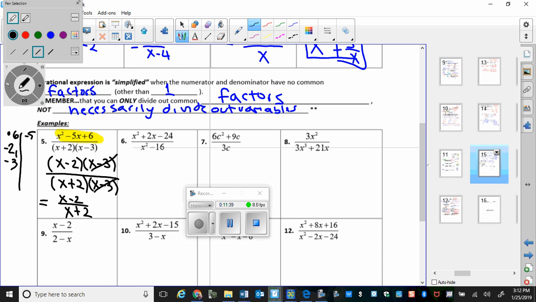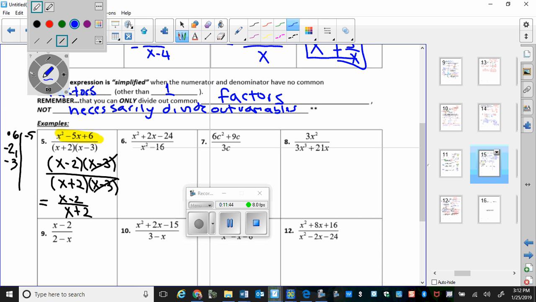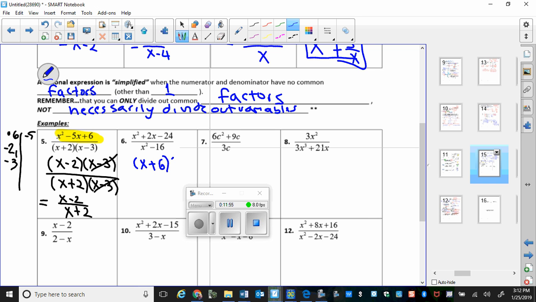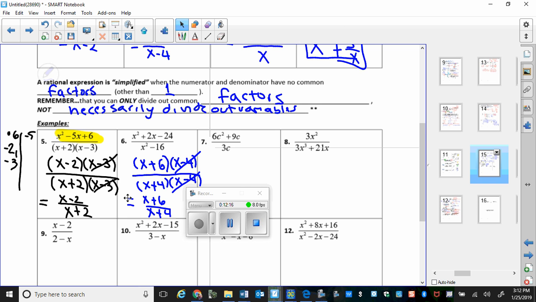Okay? Next, we're doing a little bit of factoring. Okay, so we're looking for two numbers that multiply to -24, add up to 2. That's going to be x plus 6 times x minus 4. On the bottom, difference of two squares, x plus 4 times x minus 4. Factors cancel. I'm left with x plus 6 divided by x plus 4 as my final answer.